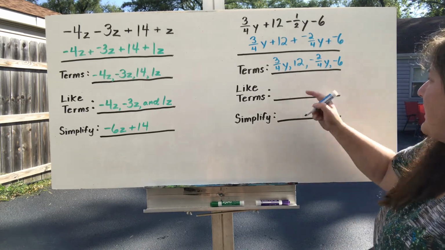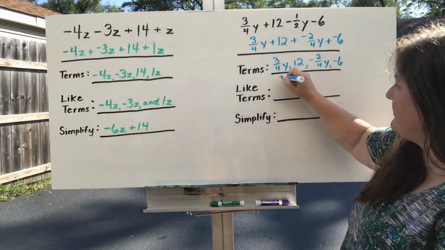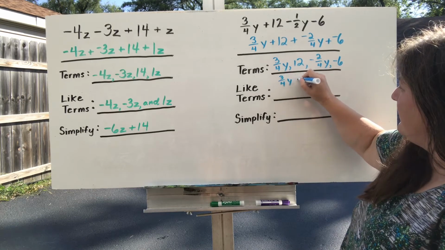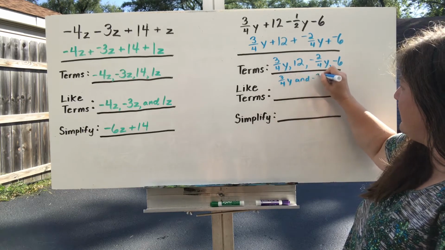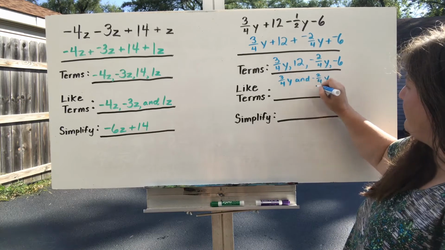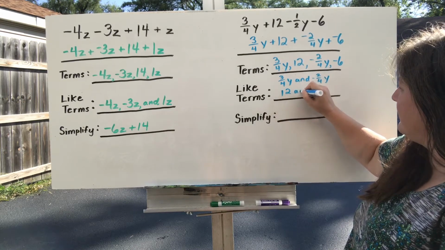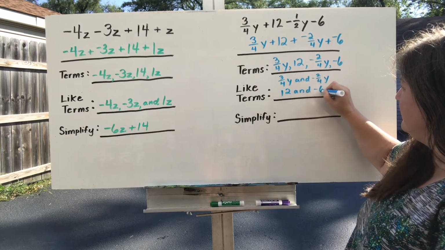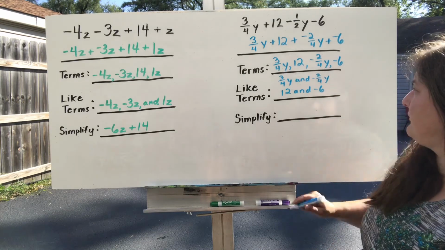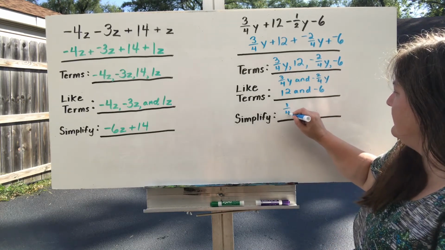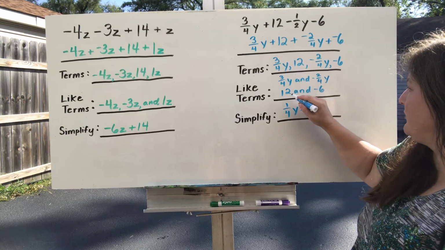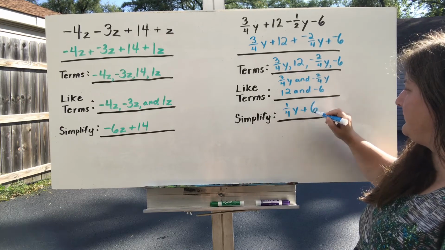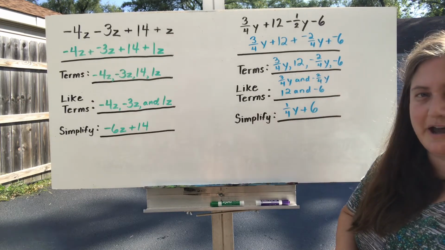So for like terms, I've got two things with the y, so I have 3/4 y and negative 2/4 y. And I've also got 12 and negative 6. So I'm going to combine my y's first, and I'm left with 1/4 y. And my 12 and negative 6 combined leaves me with 6. So there's my simplified expression.